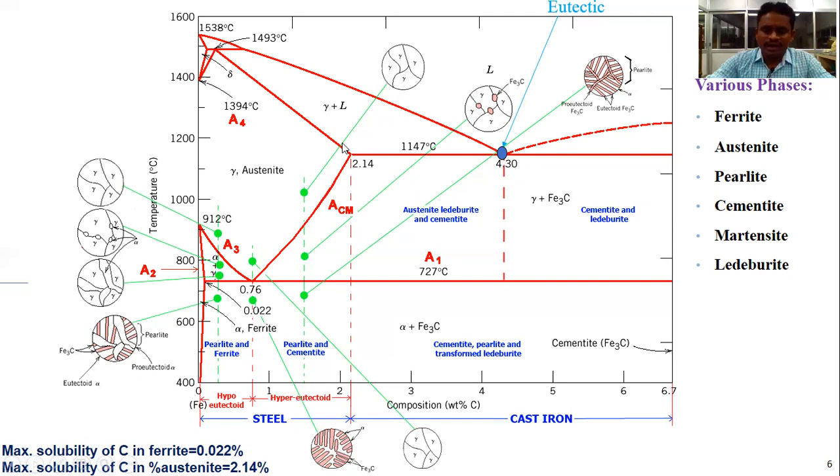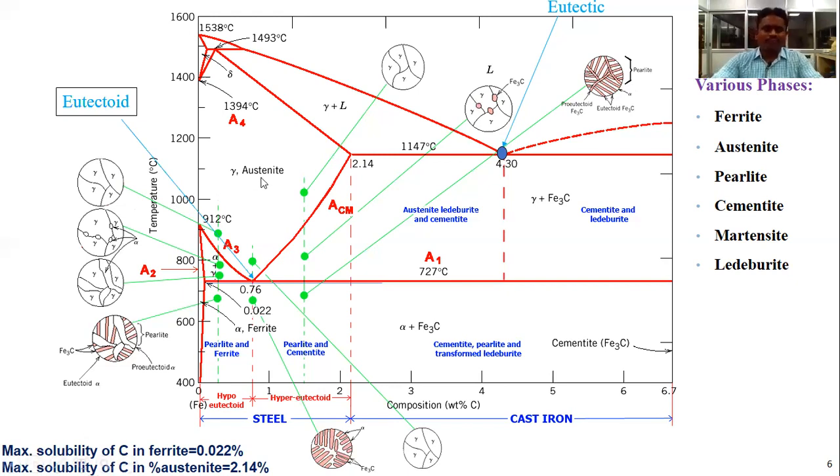And the other important invariant reaction is the eutectoid reaction. Upon slow cooling, the austenite transforms into ferrite and cementite, which is called pearlite, and it occurs at a temperature of 727 degrees centigrade and at a carbon percentage of 0.76% of carbon. Generally, pearlite is bright in appearance and has a plate-like crystal structure.